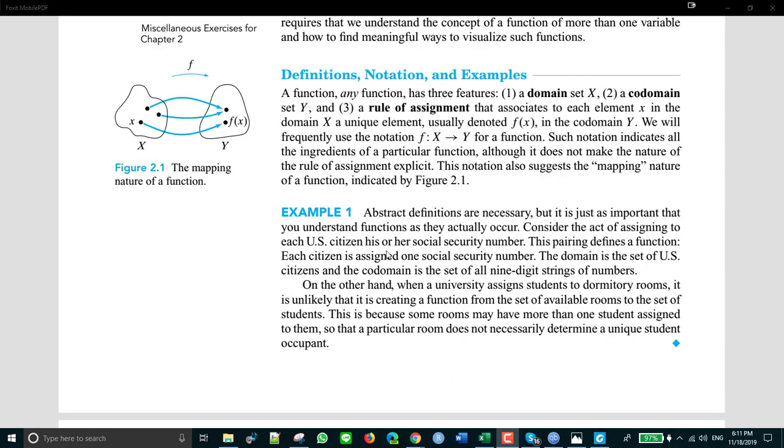So instead of the example of the volume, here's another example. So they say, for example, U.S. citizens and social security number. So we could talk about a function which takes each citizen and assigns it a social security number. So these would be people, and then these would be their social security numbers. Social security numbers is kind of an ID number. And to be a function, you can only have one element here going to a single element here. So that's part of the definition of function.